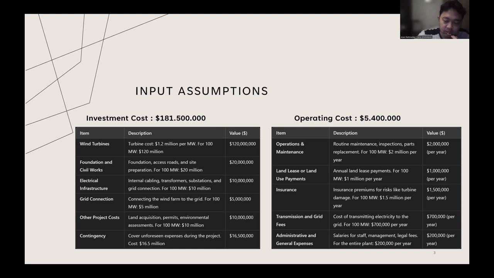And then fourth is the transmission and grid fees. The toll fee is 700 thousand per year. And then the last is administrative and G&A, general expenses. It's almost 200 thousand per year. This is for salaries, legal fees, and other costs for the entire plant itself.